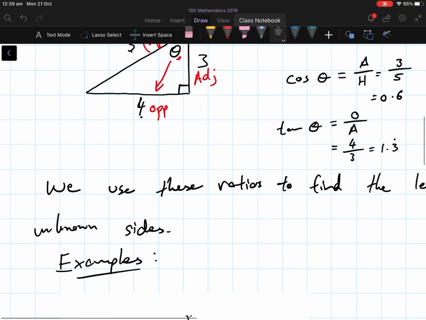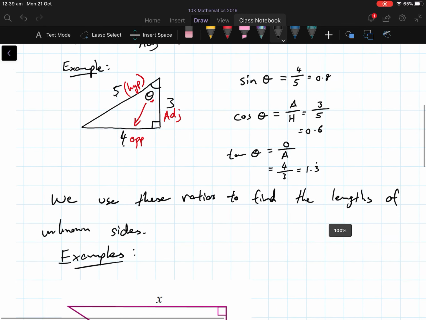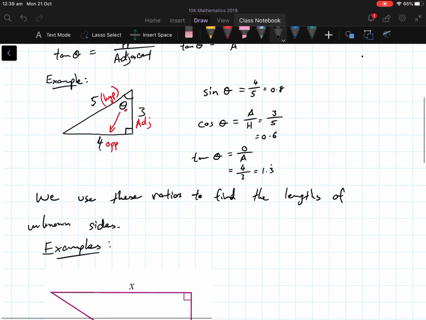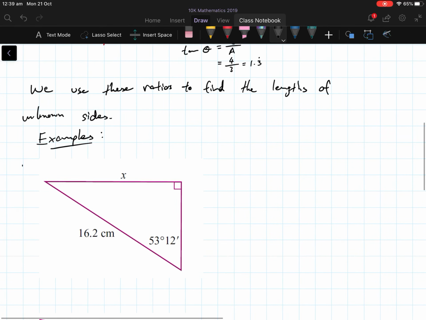Now, the trick is we can use these ratios to find the lengths of unknown sides in triangles, which is what we're going to do. So let's have a look at a couple of examples. So question 1, we've got this triangle here. We've got 53 degrees 12 minutes down here. We've got 16.2 centimeters over here. And then we've got x over here.